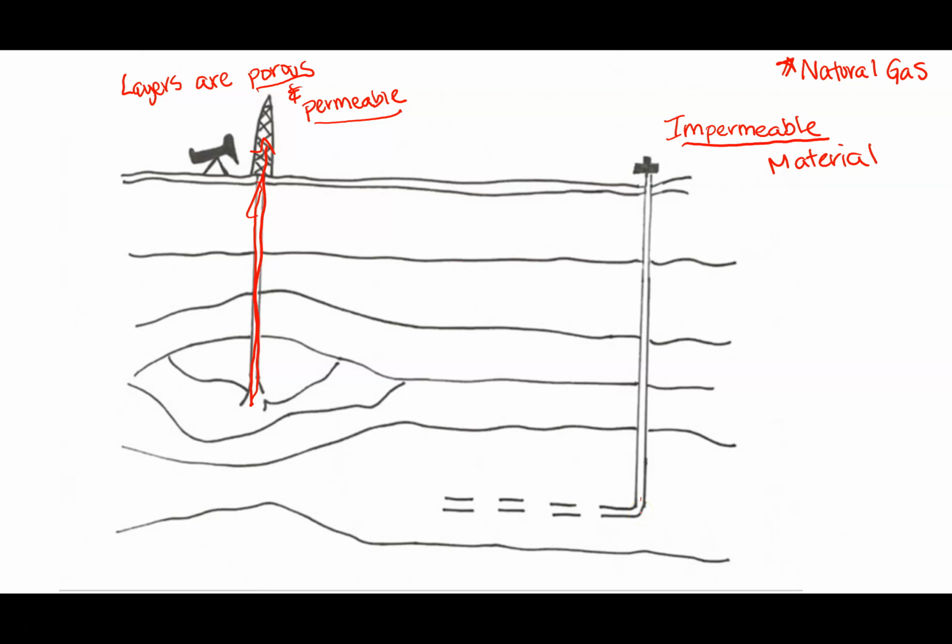So I'm going to label these layers. Topsoil is up at the top. That makes sense. All right. The next layer is going to be an aquifer layer. So this is going to be usable water.